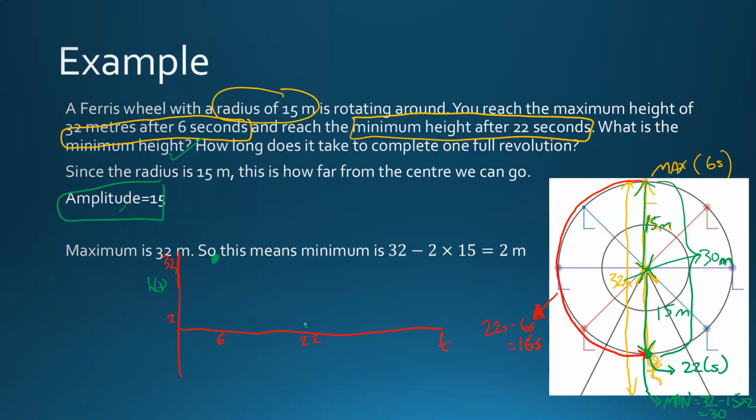And then at 22 seconds, I reach a minimum height at 2 meters, right? The next time, for the first time there. So what I have so far is that the graph kind of looks like this, right? It kind of goes from a max to the minimum.